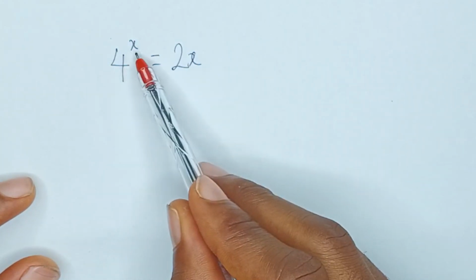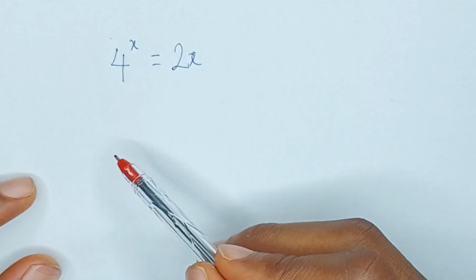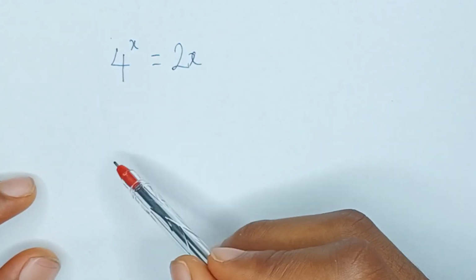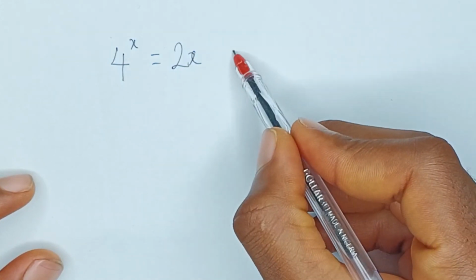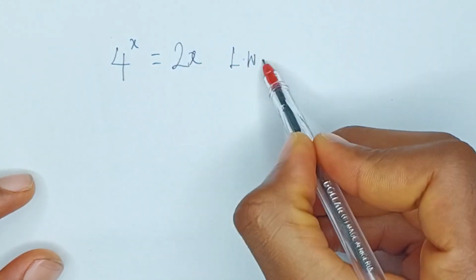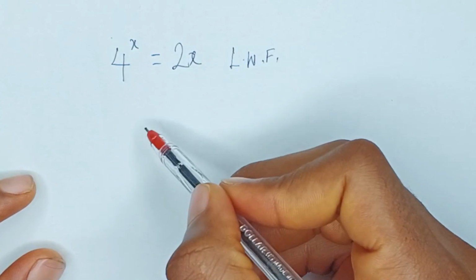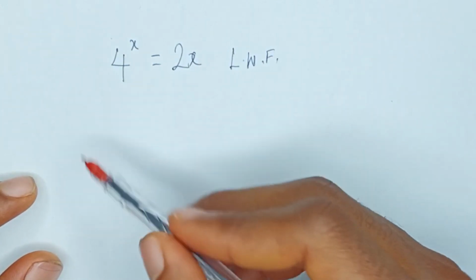It says 4 raised to power x is equal to 2 times x. Okay, now to solve this question, the easiest method to use is the Lambert's W formula, or the Lambert's W function. Okay, now how do we apply Lambert's W formula here?